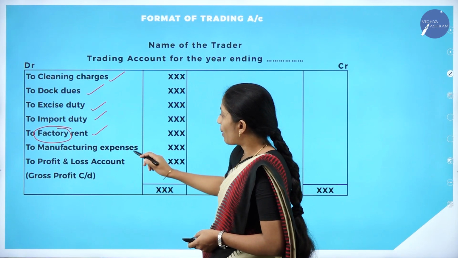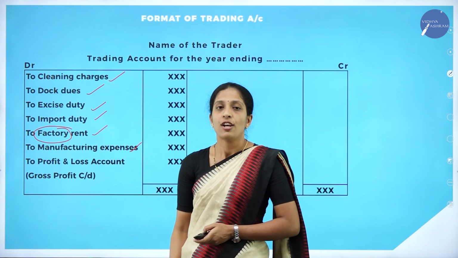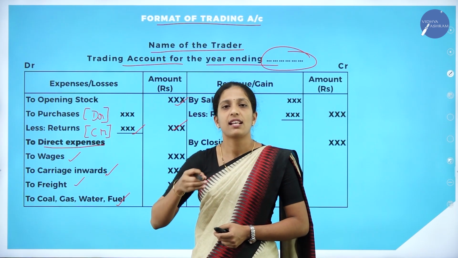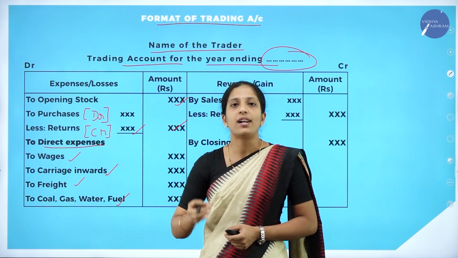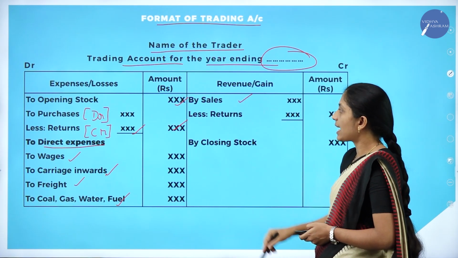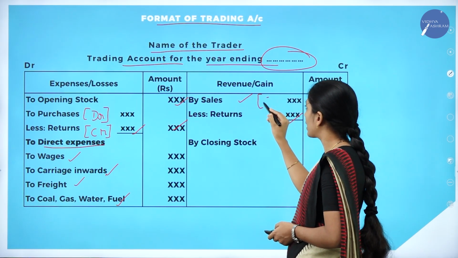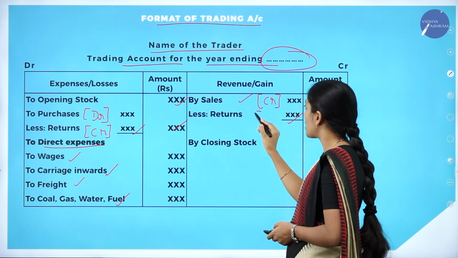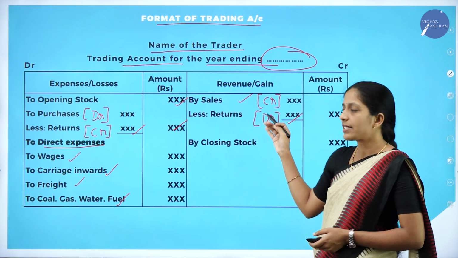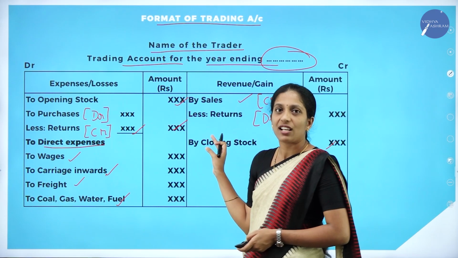Okay. Next is manufacturing expenses. All these are all what? Direct expenses. So what do we record in your debit side? To opening stock, to purchases, less purchase return, to all direct expenses. Coming to your credit side, we have by sales, less returns. The sales amount in the trial balance will be on the credit side, whereas the sales returns amount will be on the debit side. So you have to be careful. So by sales, less returns, by closing stock. Only this much items will be there in your credit side.